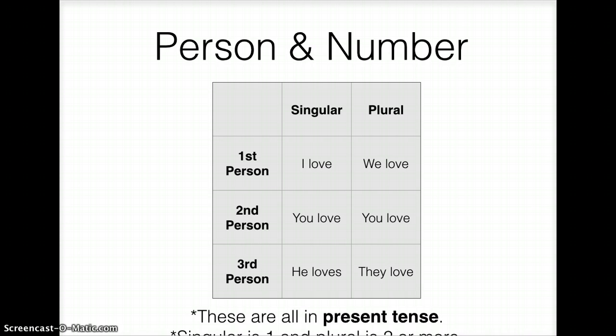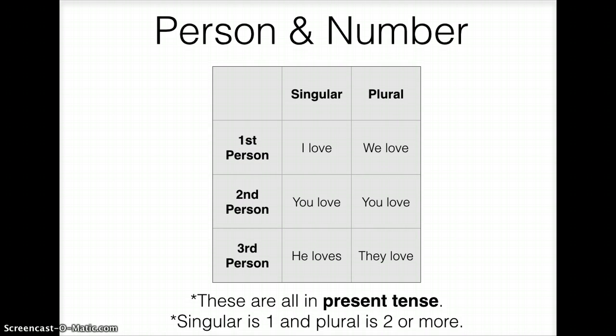Okay, so person and number. I have a little chart here. Singular and plural refer to number, and then first, second, and third person obviously refer to person. At the bottom, I don't know if you can see it. It looks like it might be a little cut off here. Sorry about that. Maybe I can scroll. There we go. Okay. Singular is one and plural is 2 or more.